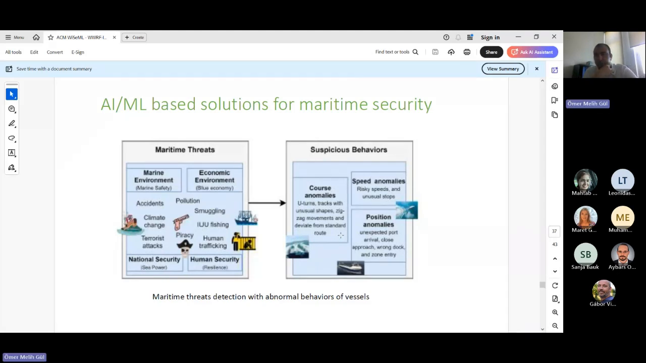And when you consider the speed anomalies, we have some risky speeds. Think about if the speed is too high, we say, okay, why do you need to use high speeds? And some unusual slope. We say, why are you doing such an unusual slope? And the position: unexpected port arrival or close approach or wrong tag or zone entry. Again, these are the issues. So by using this type of anomaly, by trying to make inference from these anomalies, we try to detect anomalies in the future.